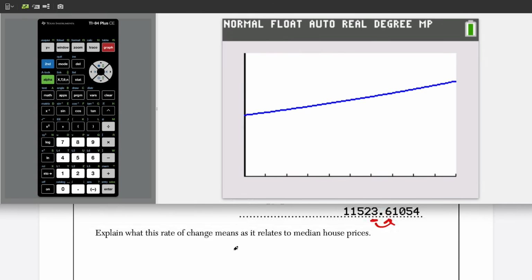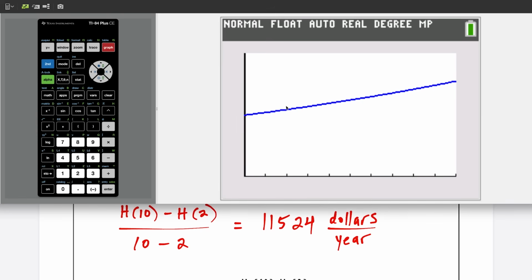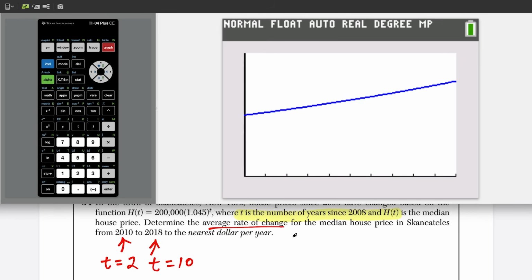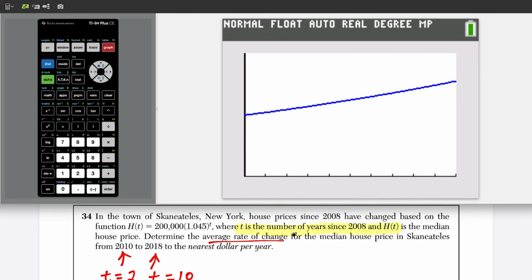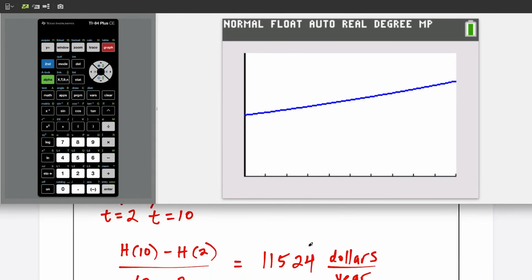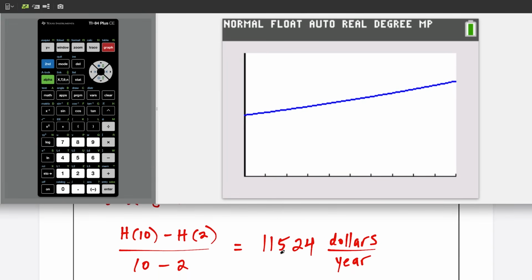And what we found was the average rate of change from t equals 2 to t equals 10. So what this average rate of change tells us is that the price of homes is increasing. Okay, the median price of homes is increasing in Skinny Atlas from t equals 2 to t equals 10, or I could say from 2010 to 2018. And the rate that the median price is increasing is $11,524 per year.